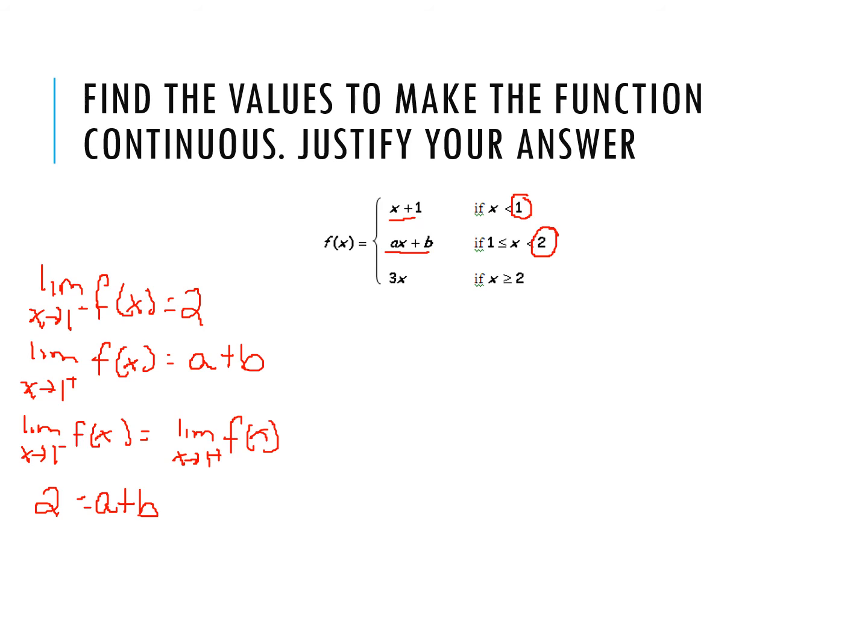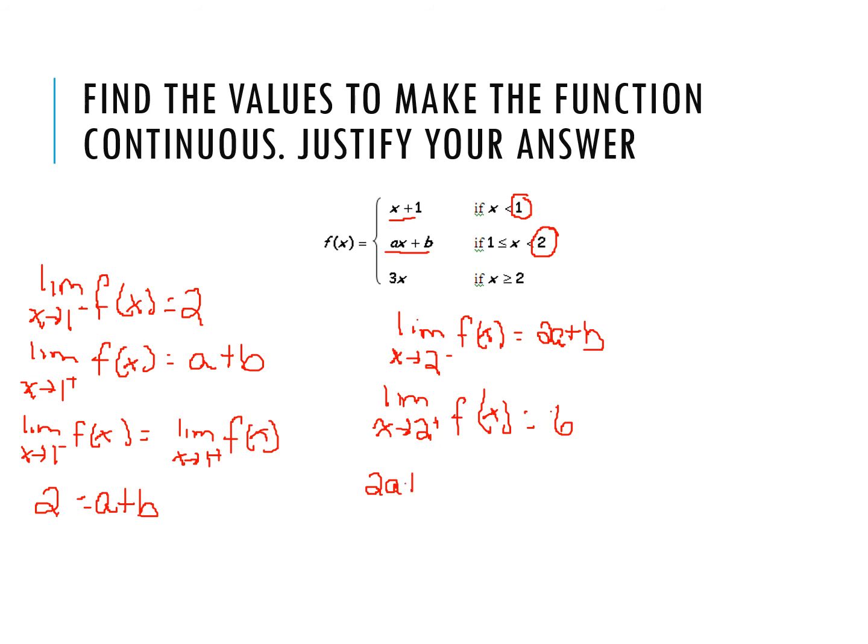We're going to do the limit as x approaches 2 from the left. And we see that as x approaches 2 from the left, that's going to be 2a plus b. Then we're going to take the limit as x approaches 2 from the right. And that's going to be 3 times 2, that's 6. So now we have another equation. We have 2a plus b equals 6.